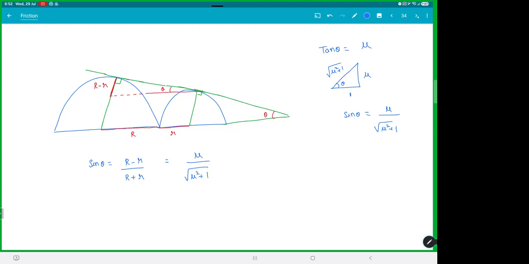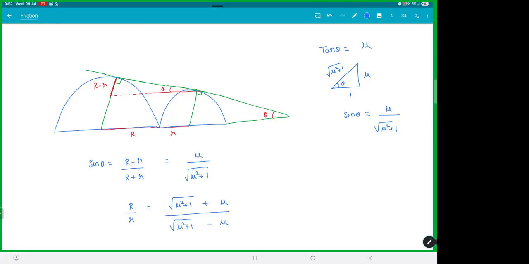Then we can use the componendo-dividendo thing. Then we can do r minus small r and cross multiply, whatever. It will be r minus small r is equal to root over mu square plus 1 plus mu by root over mu square plus 1 minus mu. So that's your answer. So this is all geometry, and we get tan theta here from the forces, and we get tan theta here from the triangles.